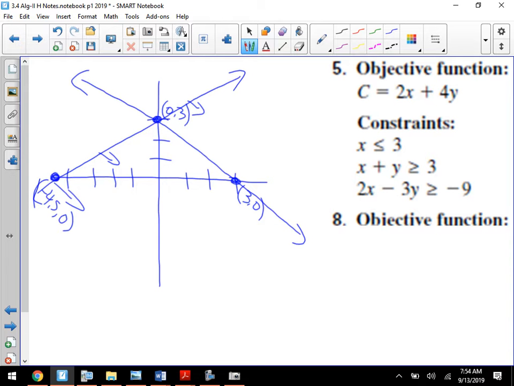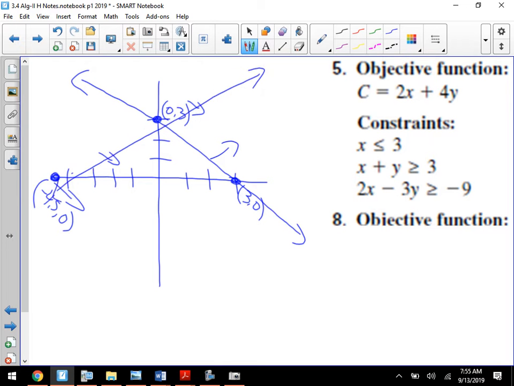Again, does that line go through the origin? No. So what is 0 plus 0? 0. Is 0 bigger than 3? No. So it's false on this side, which means it's true moving outward. So right now we're in this region. So far so good? Now lastly, x is less than 3, so that's a vertical line through 3.